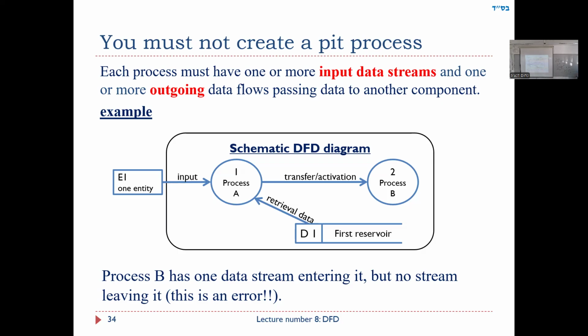Anyway, okay, so what do we have here? You can't have a pit process. You see that's a pit process? It just goes there. Process B has one data stream entering it, but no stream leaving it. This is an error.